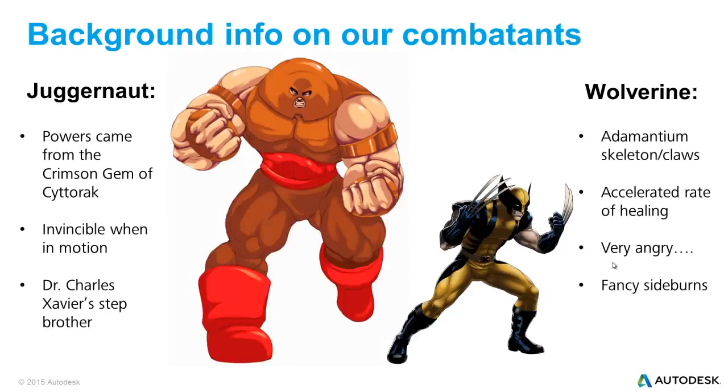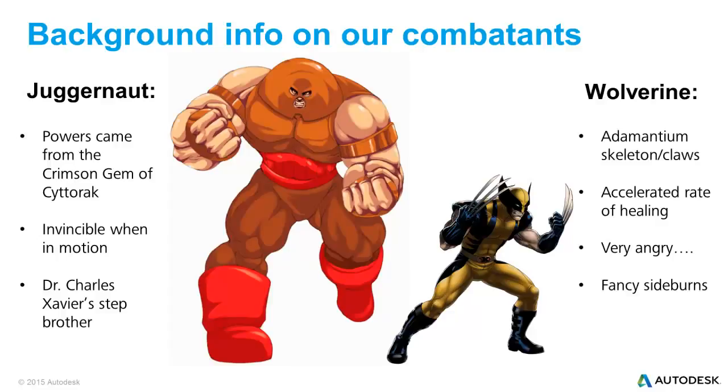So a little background on our combatants today. Juggernaut. Well, he's not just a big oaf. He actually got his powers while he was in the army, and he was in some sort of cave, and he grabbed the Crimson Gem of Cyttorak, maybe something like that, and there was some sort of inscription on the little idol holding it, and it said whoever grabs this will get the strengths of the Juggernaut, and that's how he became so big and massive and powerful.